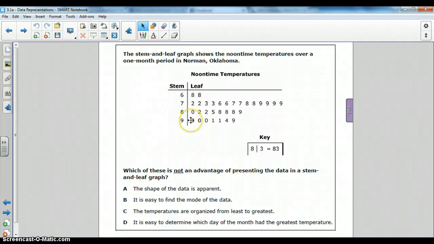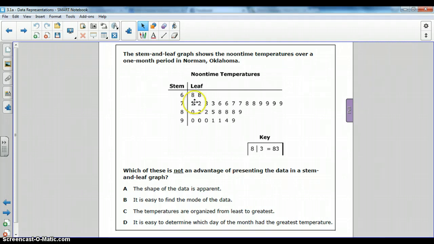Stem and leaf plots are used a lot for finding the mode, the number that occurs most often, because you can get a good representation of what occurred most often and also the layout of the data. We can see the noontime temperatures in Norman, Oklahoma are usually in the 70s. A lot of these questions are just going to be about what kind of graph is best. So that's what I'll talk about.